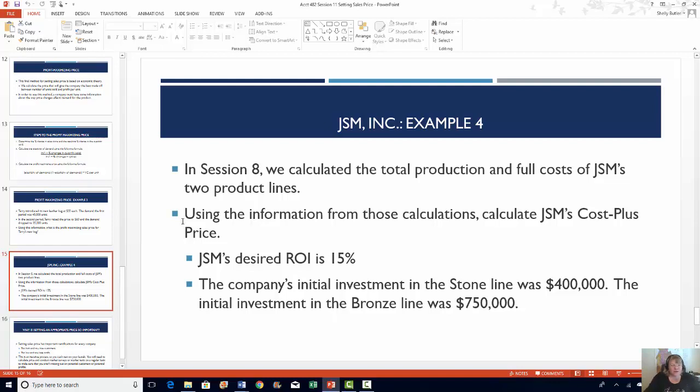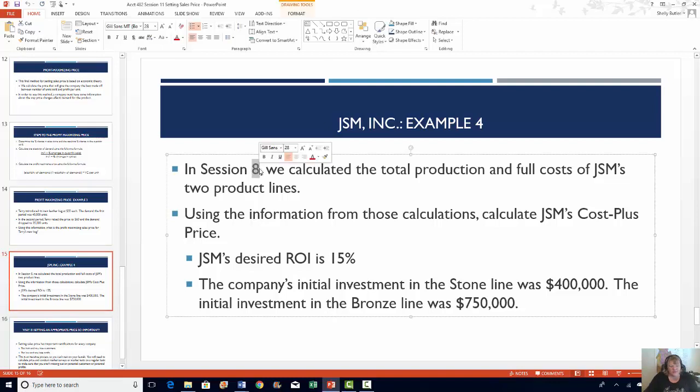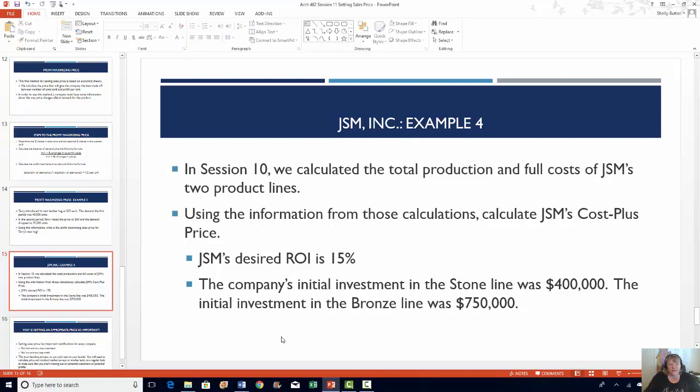Now in session 8, it's actually session 10. Oh, yeah. Session 10. In session 10, we calculated the total production and full cost of JSM's 2 product lines. Using the information from those calculations, calculate JSM's cost plus price. JSM's desired ROI, return on investment, is 15%. Now, the company's initial investment in the stone line was $400,000, and the initial investment in the bronze line was $750,000.